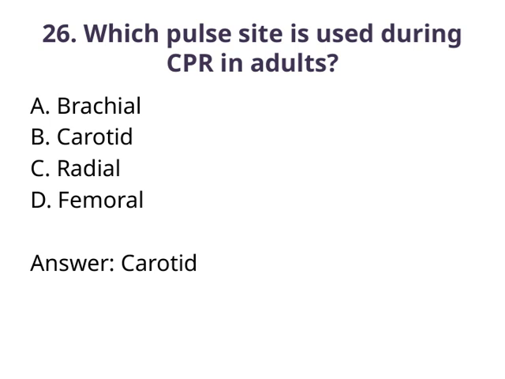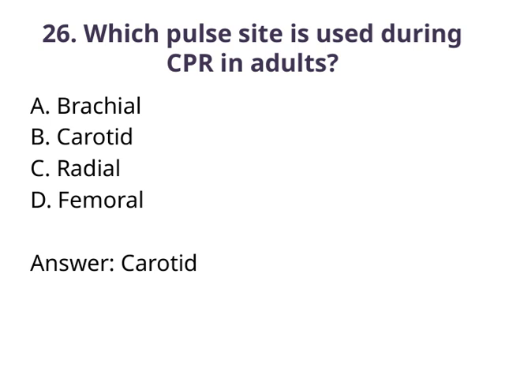Other pulse sites, like the brachial, radial, or femoral arteries, are important in different contexts, but for adult CPR, the carotid is the key site we rely on. This connects to our overall theme of understanding vital signs and how to assess them quickly and accurately in emergency situations.